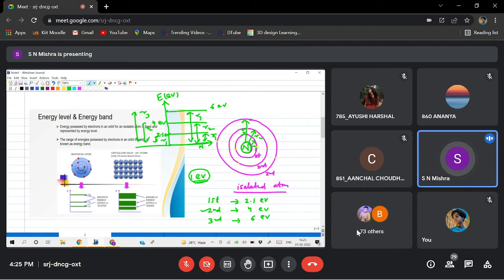Right. So as I move away from the nucleus, the energy is increasing, but at the same time the force of attraction of the nucleus on these electrons is decreasing. The way the nucleus attracts the first orbital electrons is very high, the second orbital electrons less compared to the first, and the third still less compared to the first and second. Yes or no?